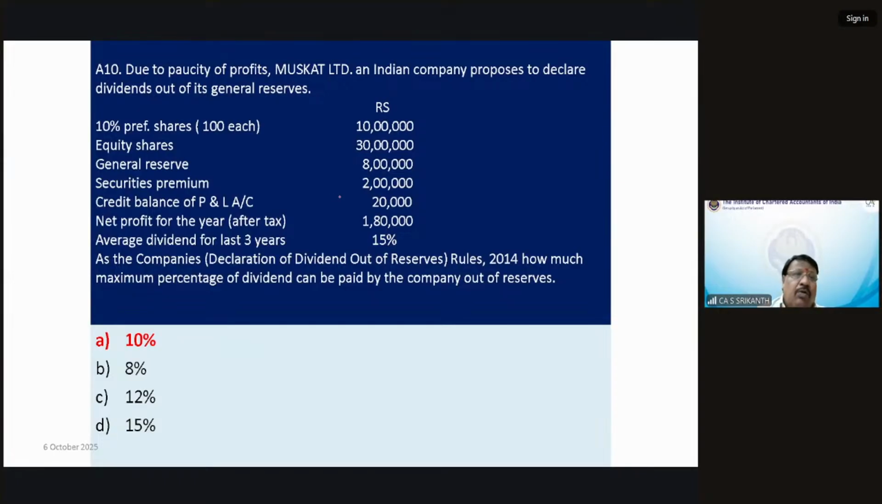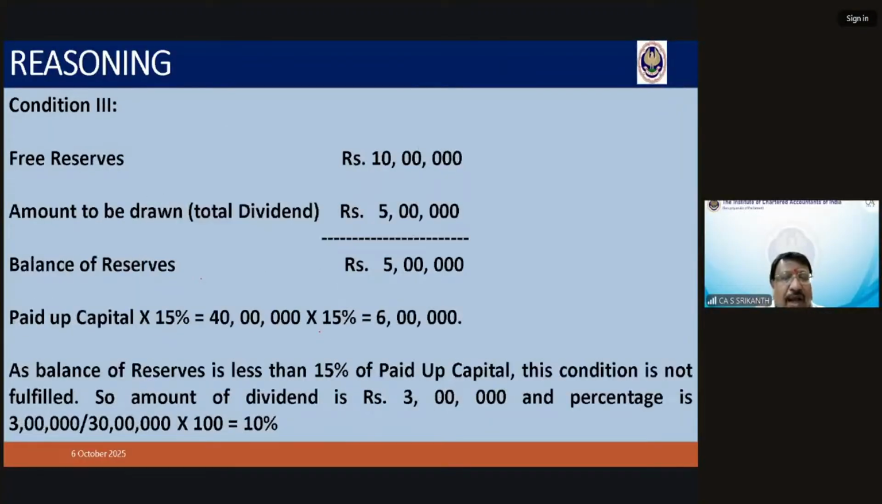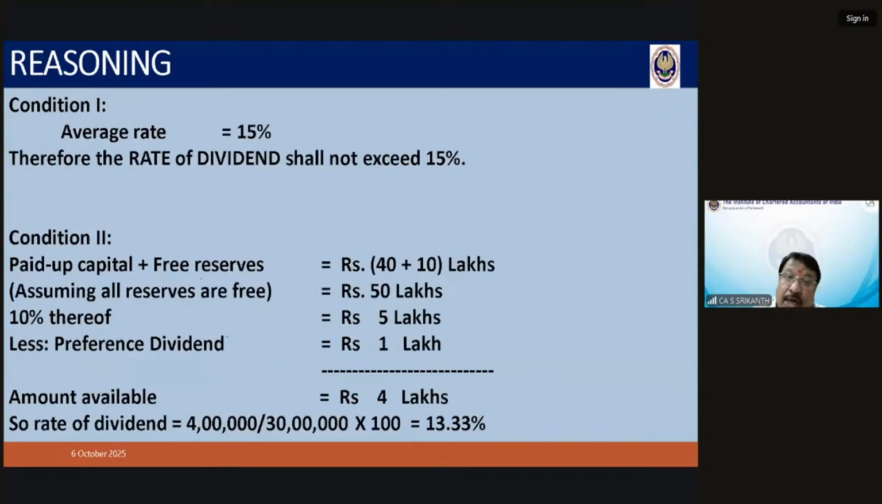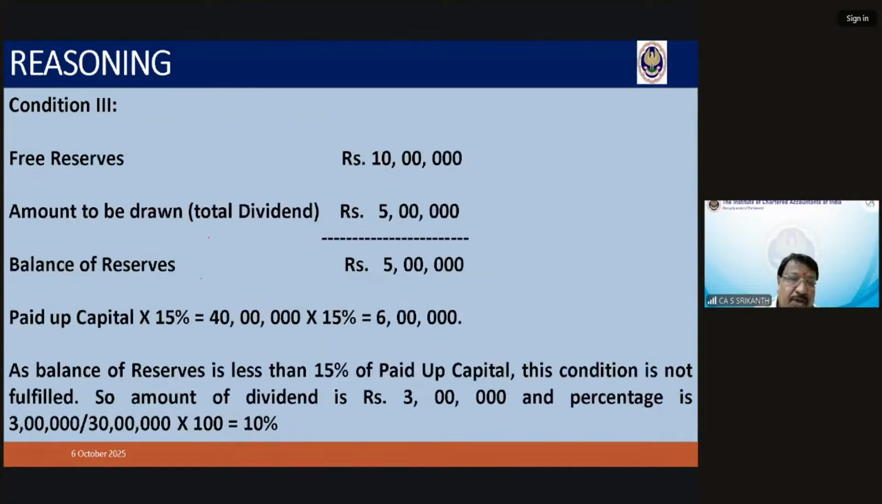Credit balance in P&L account, have. Net profit for the year, have. That is 2 lakhs plus 8, 10 lakhs. Out of that, I am drawing 5 lakhs total dividend, meaning 4 lakhs for equity, 1 lakh for preference, total 5 lakhs. You got it? Balance of reserves after that drawal is 5. Paid-up capital into 15% is 6. The balance of reserves is less than 15% of paid-up capital, so the condition is not fulfilled.